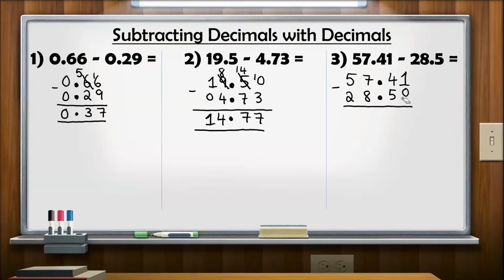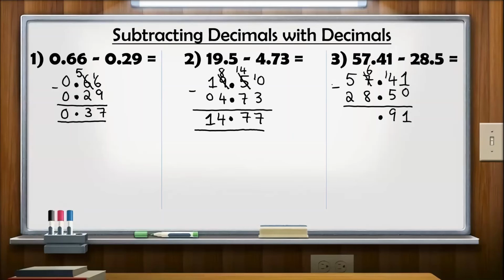So I'm going to do 1 minus 0 is 1. 4 take away 5 we can't do, so I'm going to borrow from the next place value position. So the 7 becomes a 6, and my 4 now becomes 14. 14 take away 5 is 9. My decimal point stays where it is.